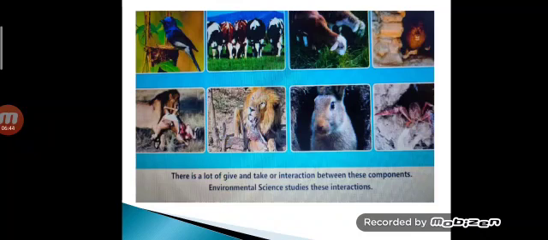There is a lot of give and take or interaction between these components. Environmental science studies this interaction. It means in the environment they continuously interact with each other.